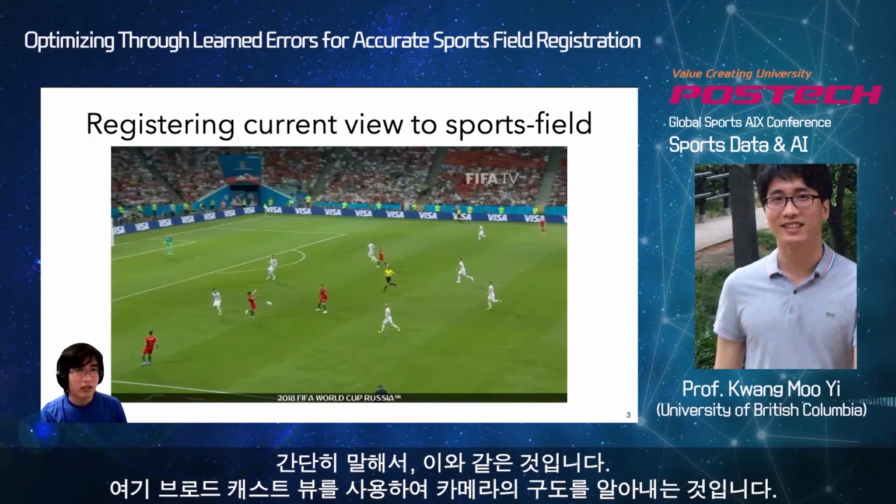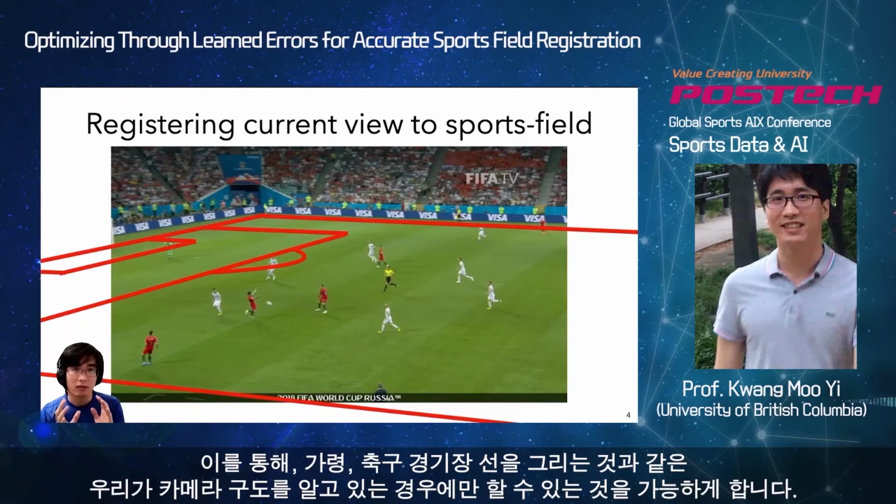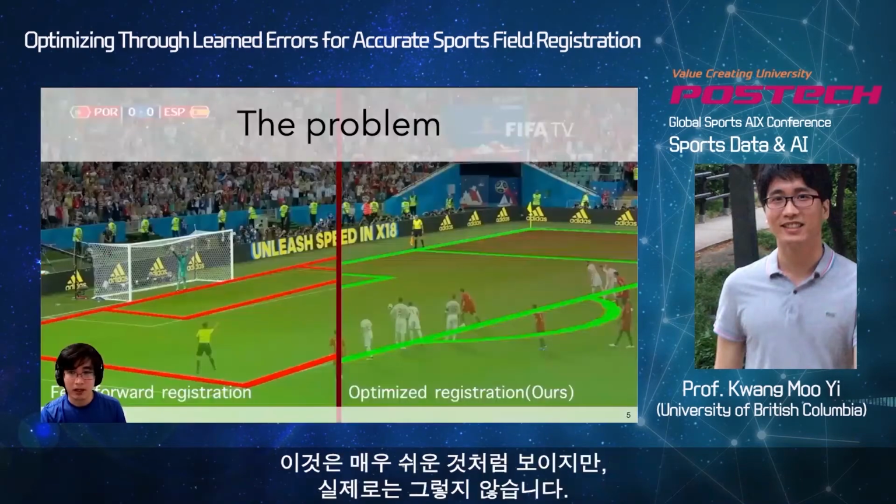In a nutshell, it's something like this. We have the broadcast view, and what we want to do is figure out the camera pose so that we can, for example, draw the lines on these soccer field lines, which would only be possible if we were to actually know the camera pose. And that seems very easy, but it's not actually.